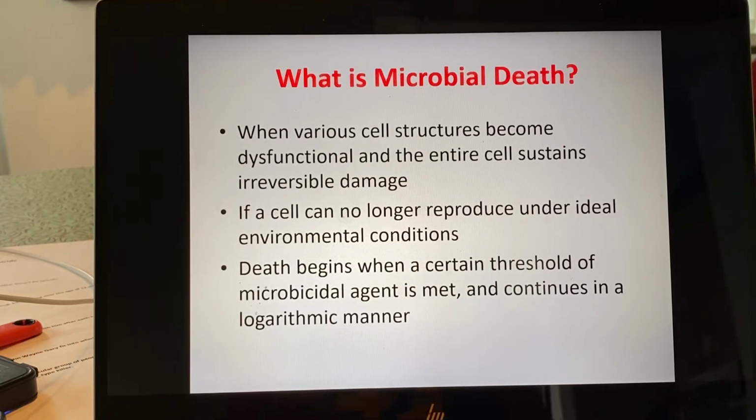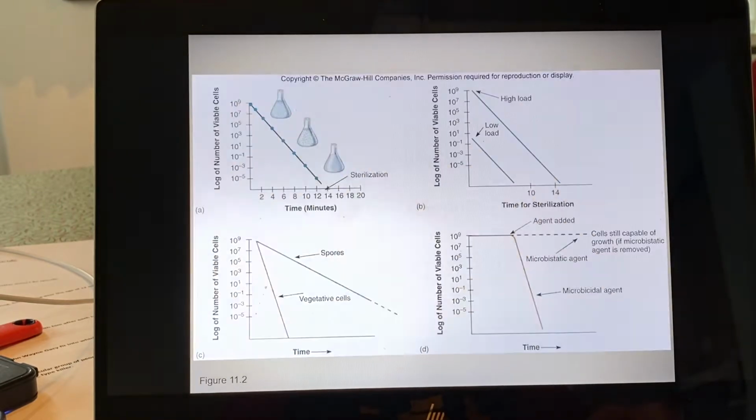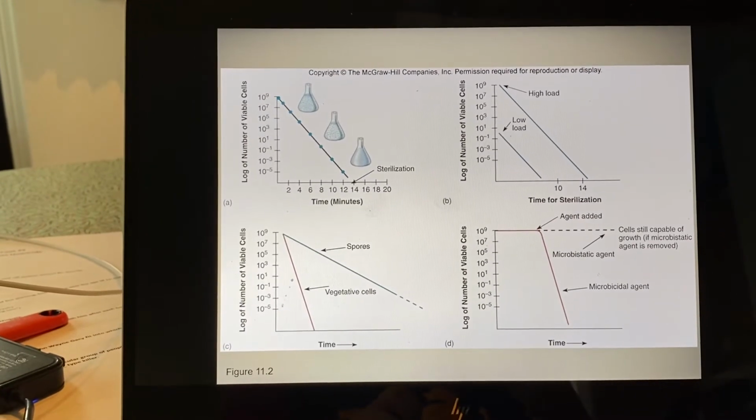So death begins when a certain threshold of whatever chemical or method you're using is met, and just like the log phase that we saw in microbial growth, where bacteria reproduce exponentially as long as everything is perfect, once you reach a threshold where bacteria start to die, they're going to die in an exponential or logarithmic manner. Okay, so I want to go through these four graphs, and these are all common sense, but I just want to show you things in graph form.